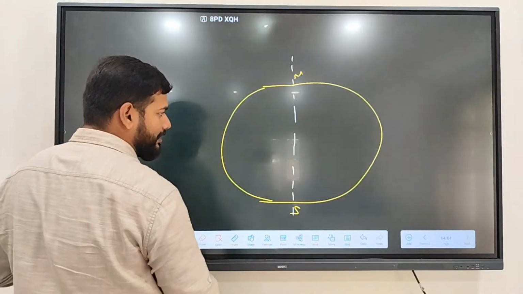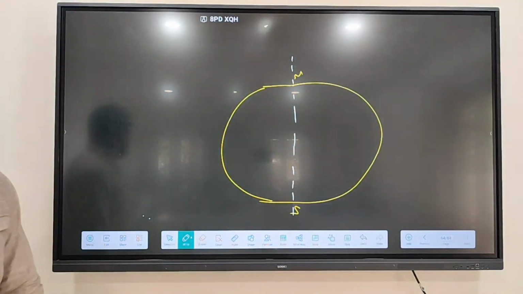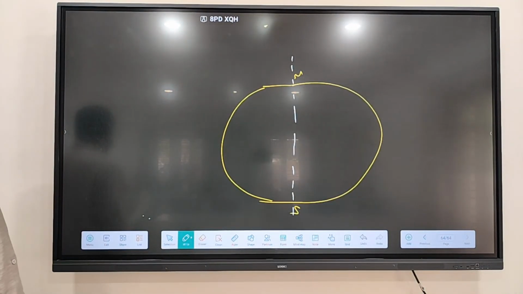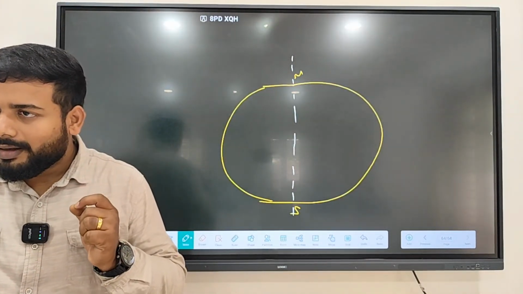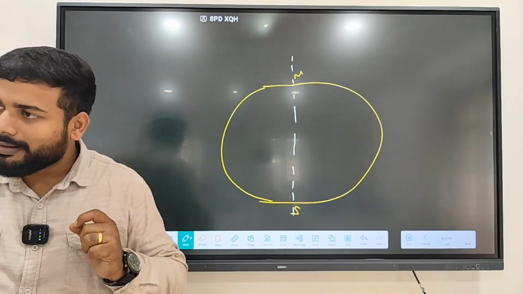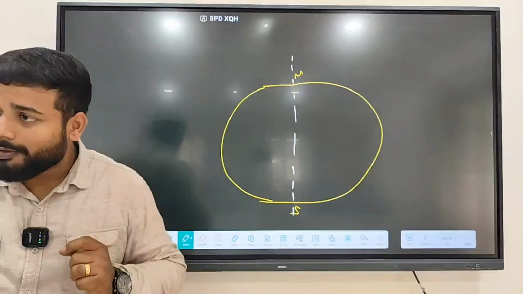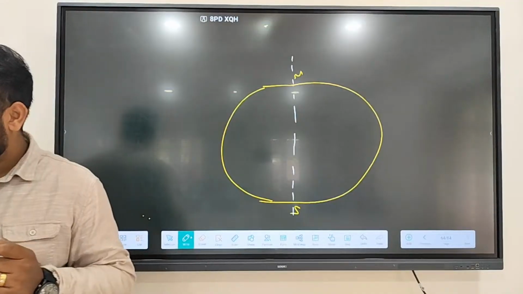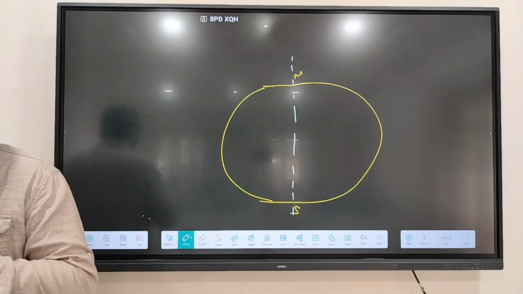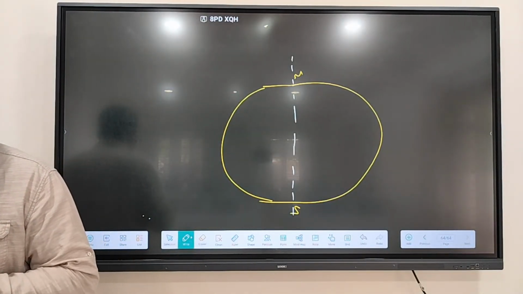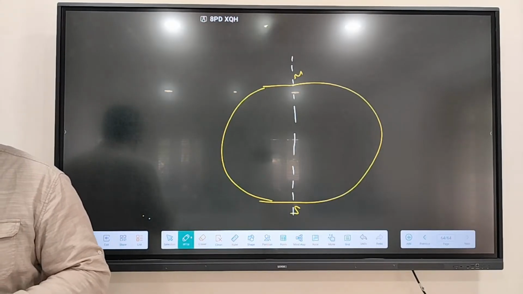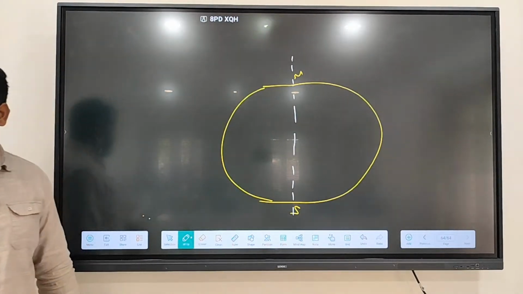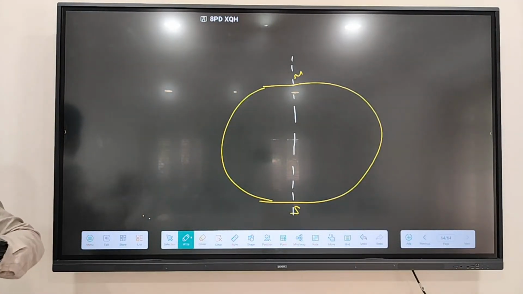Let's say this is the axis, Earth. Magnetic North Pole and magnetic South Pole are not converging, are not at the same point as the geographical north and south poles. That means inside the Earth there is an imaginary magnet. Earth behaves as a magnet, right?